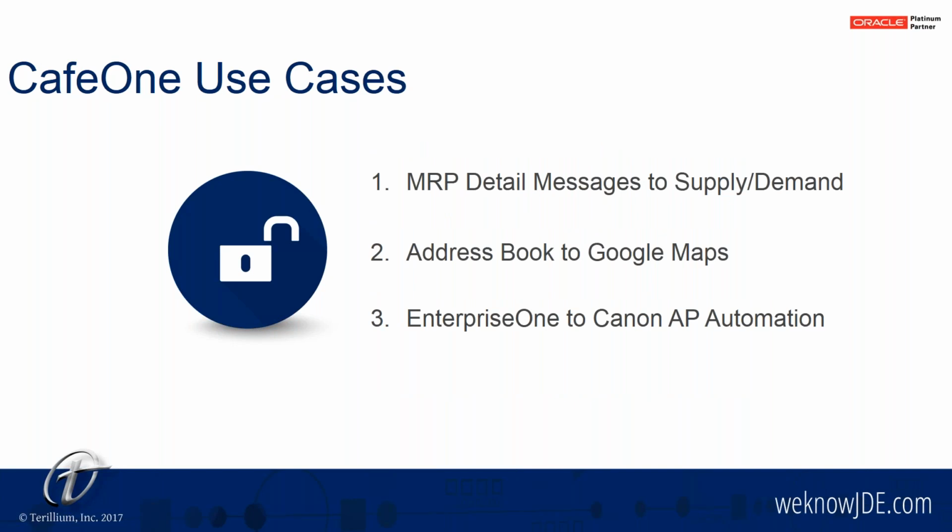With all that said, we're going to show you 3 of the virtually infinite number of use cases for CafeOne. First off, we'll show you how to integrate form to form using an example of MRP detail messages in supply and demand. Second, we're going to leverage the address book in Google Maps. And finally, we're going to show you the seamless integration between JD Edwards and Canon's AP Automation solution. With that said, I'll turn it over to my colleague, Brian Rose.